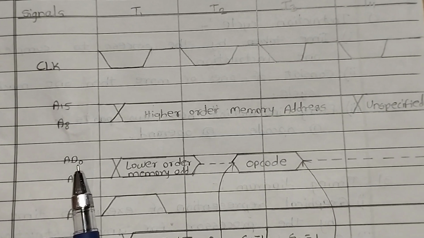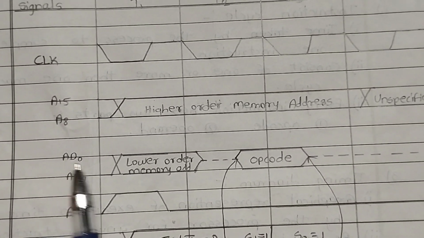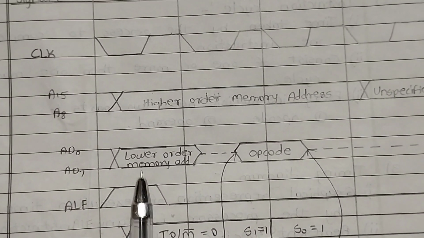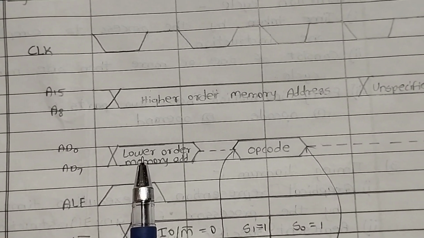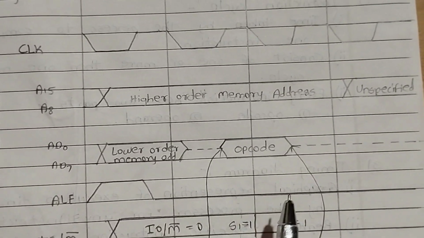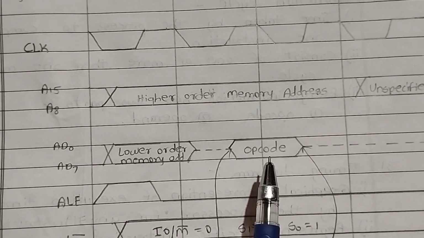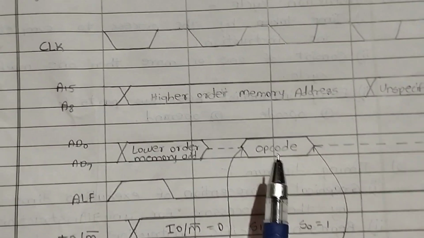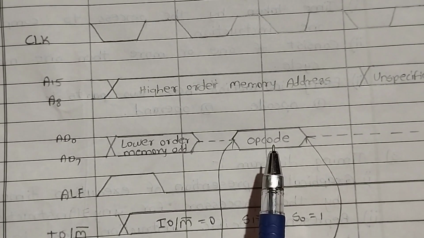Then the next signals are AD0 to AD7. We know AD0 to AD7 are multiplexed, meaning when ALE is high, the lower order addresses go out on the bus. When ALE goes low, data goes on AD0 to AD7. So here the opcode goes as our data.